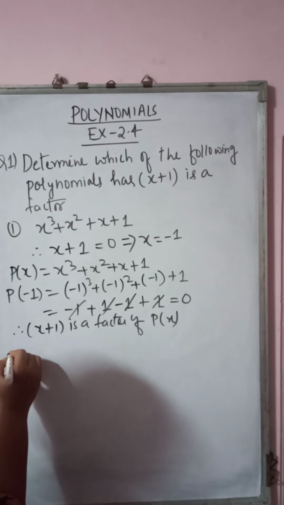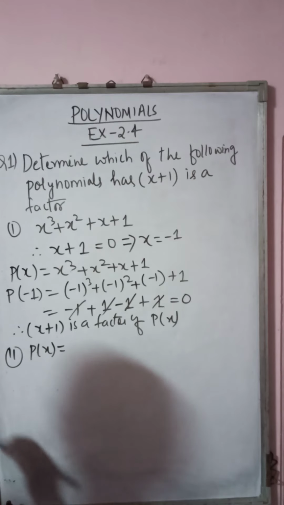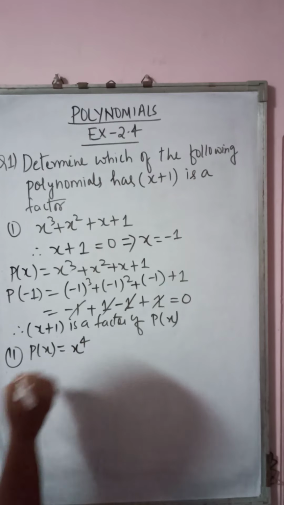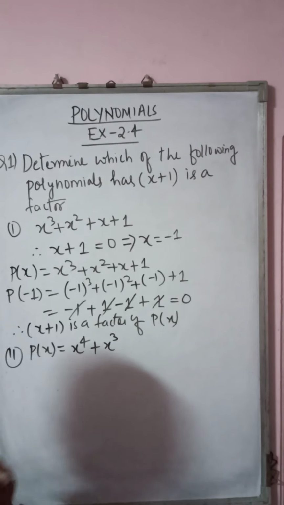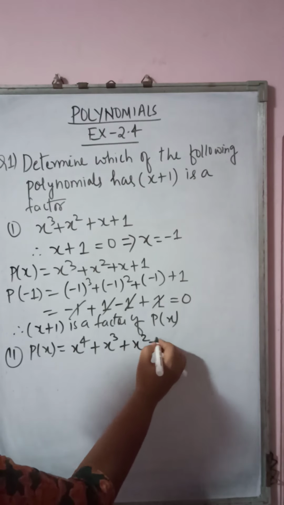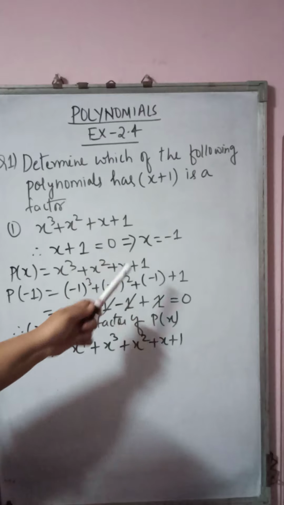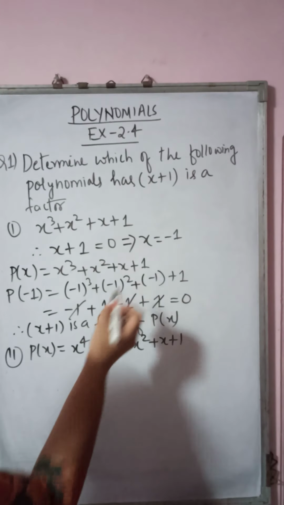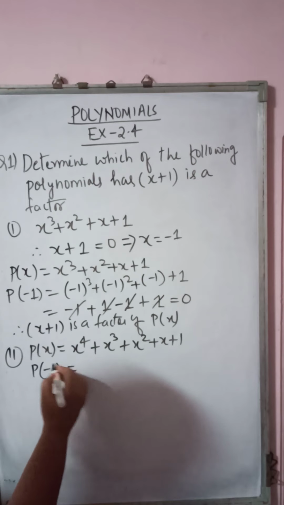Now question number 2, the second polynomial is given as x raised to power 4 plus x cube plus x square plus x plus 1. So there are different polynomials given, but the factor is common. So again x plus 1 is equal to 0. So what will you substitute? x is equal to minus 1. So directly p of minus 1 I am writing.